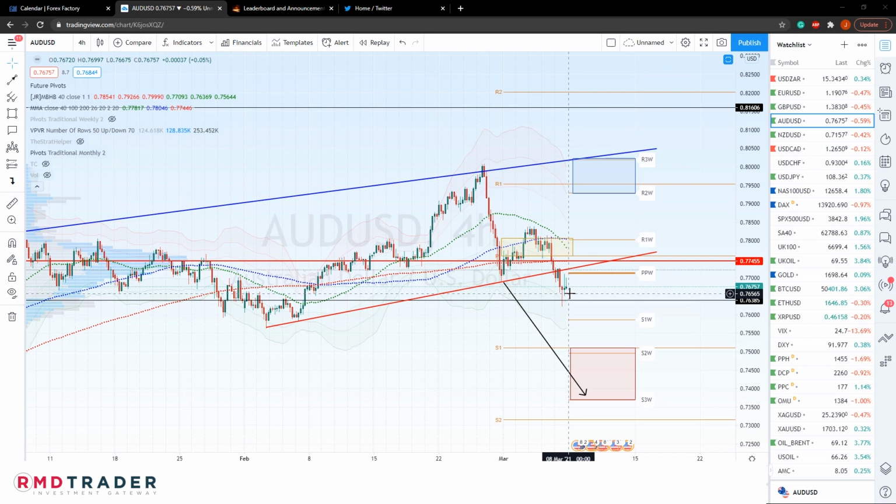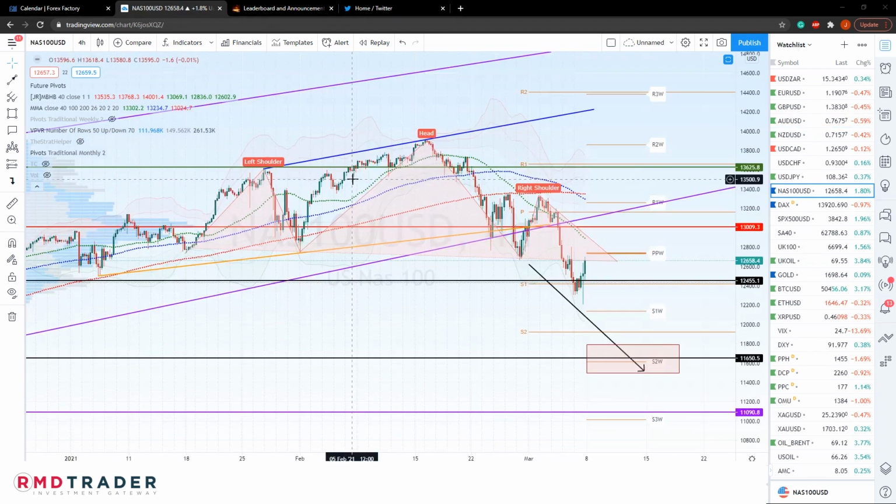This bearish break could target the daily 100 SMA, which is in the vicinity of the monthly S1 at 0.751, and that could be followed by a full short target at 0.737, which is the weekly S3, and also the target for this head and shoulders that we can see on the chart.